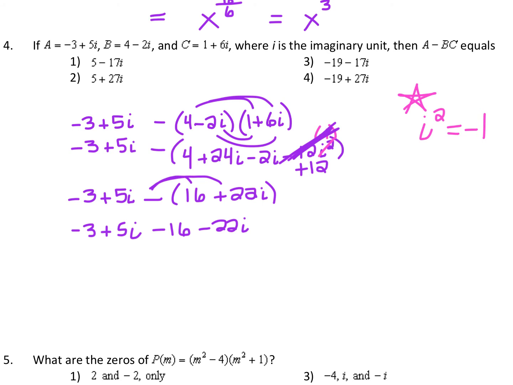Okay, let's just combine our like terms. All right, so negative 3 minus 16 is negative 19. And 5i minus 22i would be negative 17i. All right, and that is in a plus bi form, right? We have an a, instead of a plus a negative is a minus, bi. All right, so that is right here, choice 3.